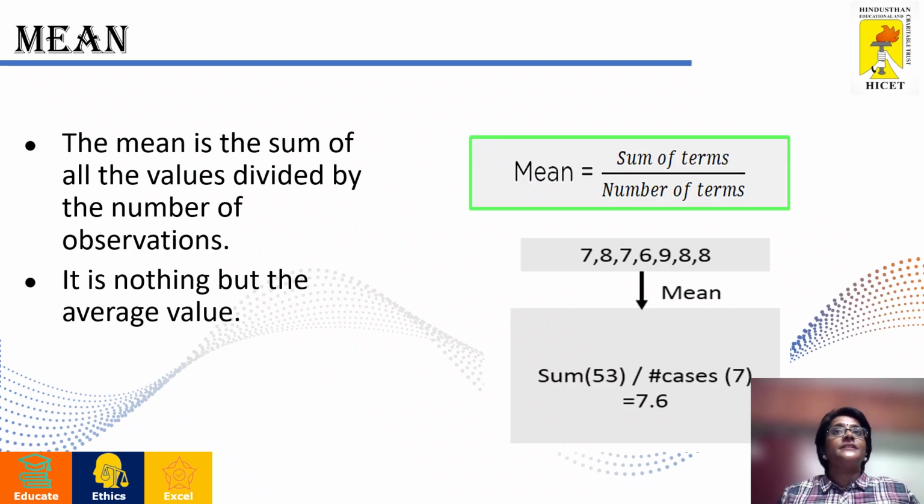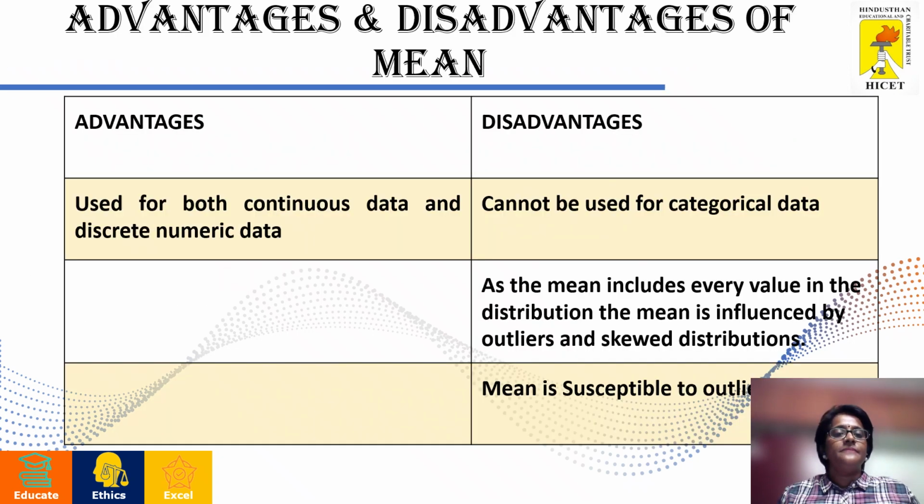What is mean? Everybody is aware of mean. The mean is the sum of all the values divided by the number of observations, otherwise we call mean the average value of a given set of data. So mean is nothing but sum of terms by number of terms. To go with an example, here we have a set of values, 7, 6, 7, 6, 9, 8, 8, and the mean is computed by finding the sum of all these given values, which is 53, and the total number of values here is 7. So 53 divided by 7 gives a value of 7.6, which we call the mean.